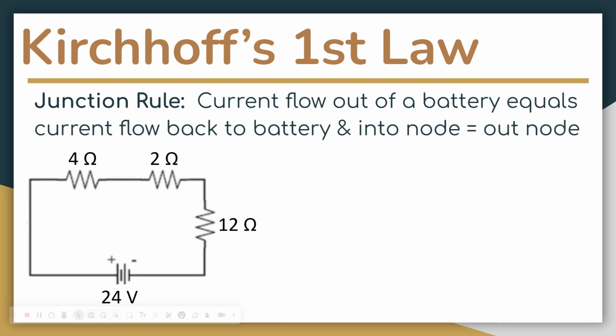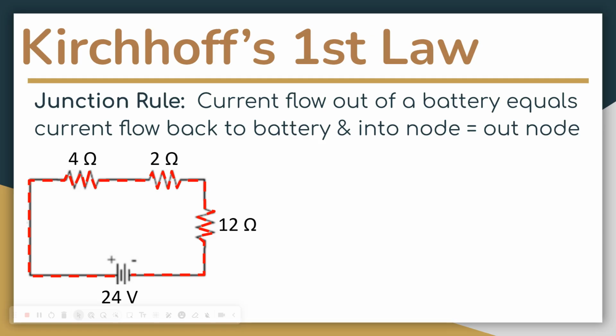Okay, so if I were to look at this as it applies to this series circuit, again, my current flow is the same everywhere, which we already said. That's basically what Kirchhoff's first law says when it applies to a series circuit. Then my current flow out of the battery equals the current flow back in. The current flow into any node equals the current flow out.